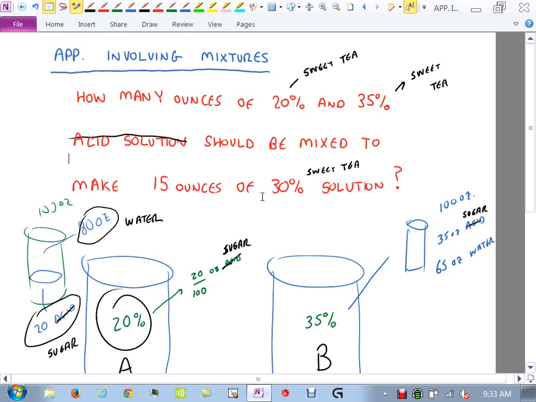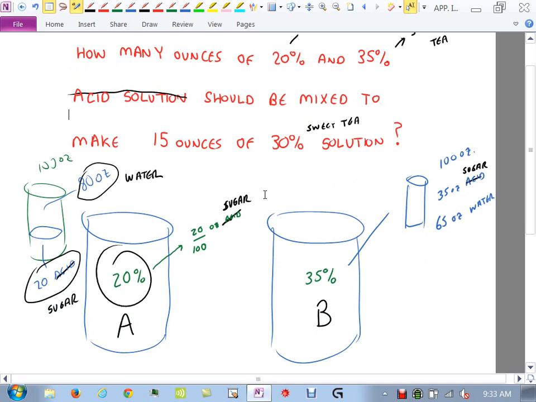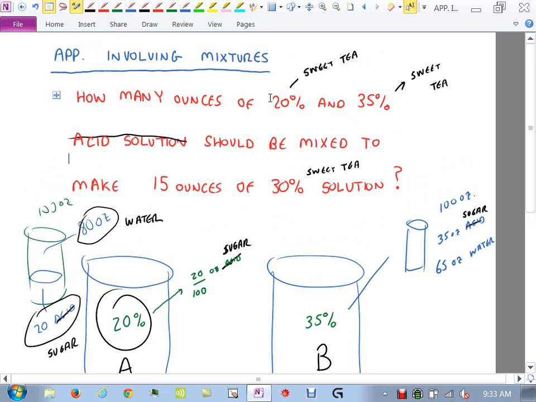We stopped last class. We had this really interesting problem with the mixture, and it caused a lot of confusion. Remember this? We switched it from a chemistry problem to a sweet tea problem. Let's read through it because I do want to finish this problem out. We had two containers of tea. One had 20% sugar in it. The other had 35% sugar in it. We wanted to mix them together to get 15 ounces of 30% sugar. So how much of each do we mix in there?